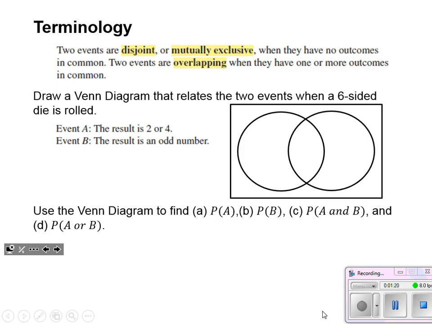So here, okay, we are rolling a six-sided die, and we've got two different events. We've got event A, where we roll a 2 or a 4. So I'm going to go ahead and make that one of my circles here. And then we've got event B, where the result is an odd number.